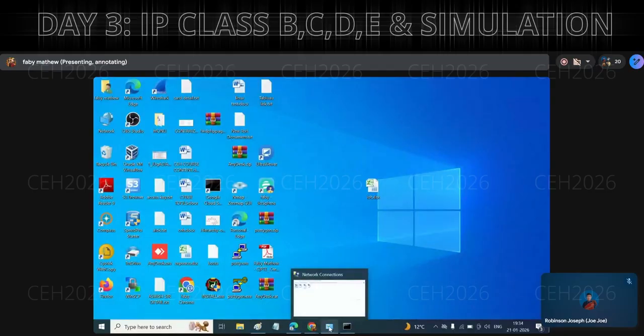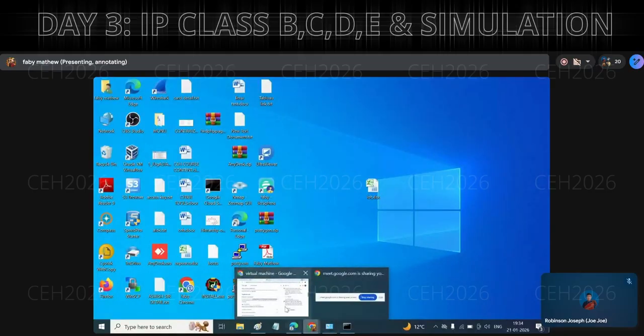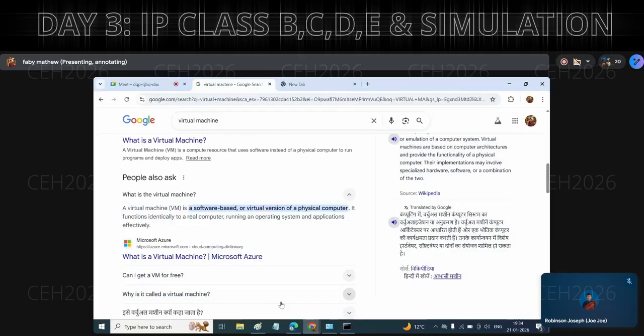Sir, can we launch a VM inside a VM? Like a virtual machine inside a virtual machine? Is it possible? Yeah, we can do that also. But that is not any concept. We can do that one.